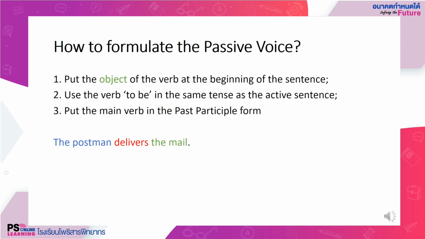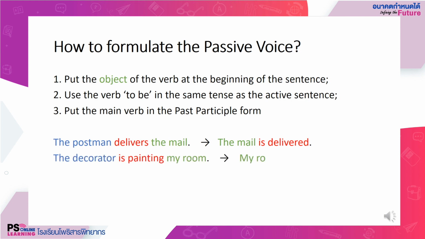For example, the postman delivers the mail. The mail is delivered. Delivers in the first sentence is present simple. That's why we should use is as the present simple form of to be verb plus the past participle form of the main verb. Another example, the decorator is painting my room. Is painting is a present continuous form, so we would need to use be in a present continuous form as well. That's why it would be my room is being plus the past participle form of the verb painted.